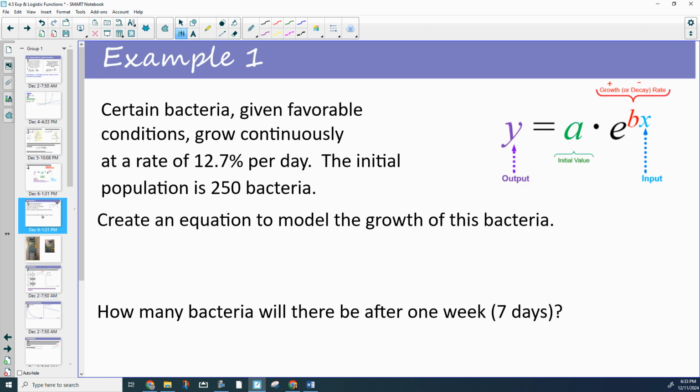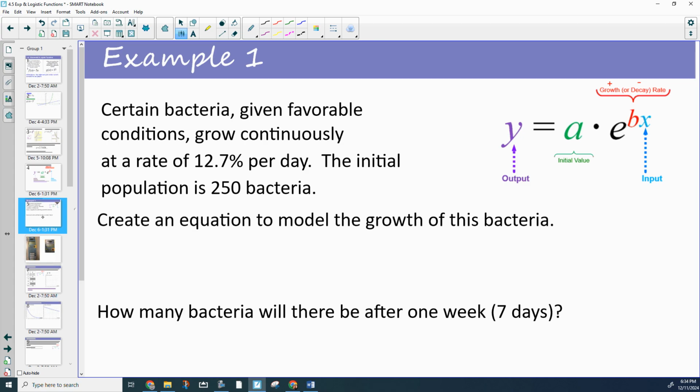So for example, we see this all the time with bacterial growth, or also the amount of medicine left in someone's bloodstream. Certain bacteria, given favorable conditions, grow continuously at a rate of 12.7% per day. The initial population is 250. Create an equation to model the growth.